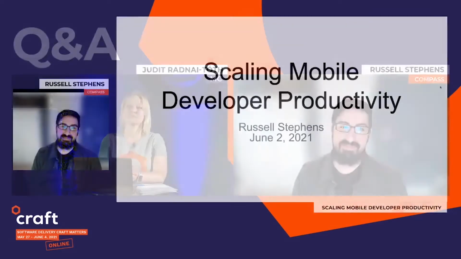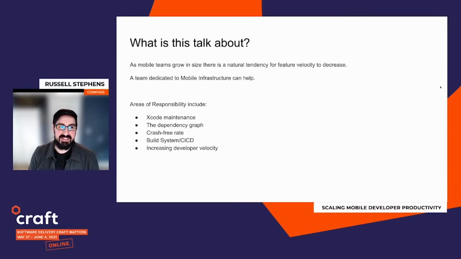Thank you so much. Welcome to Scaling Mobile Developer Productivity. So what is this talk about? This talk is about, if you've worked in mobile, or maybe you've heard this, as the mobile team grows in size, there's normally a natural tendency for the feature velocity to decrease. So as you're adding more people to your team, over time in a mobile development setup, you may actually move slower than when you had a smaller team.